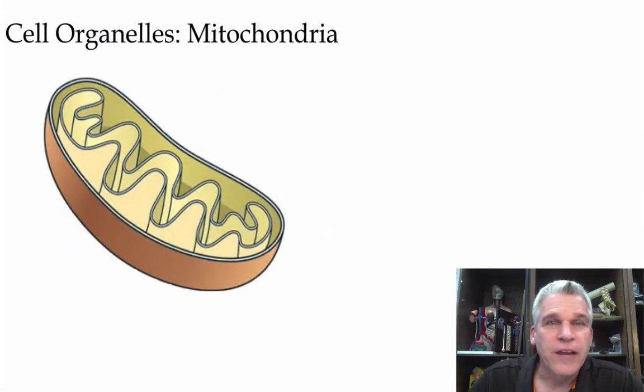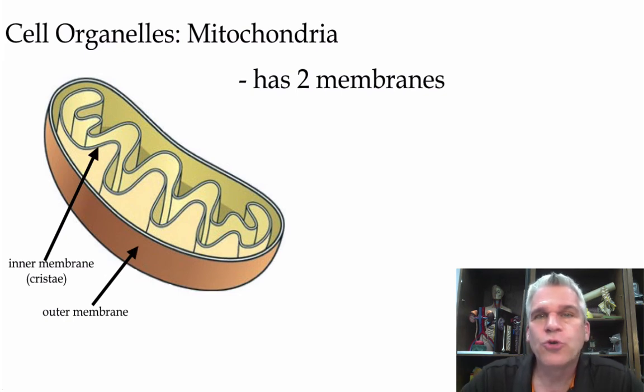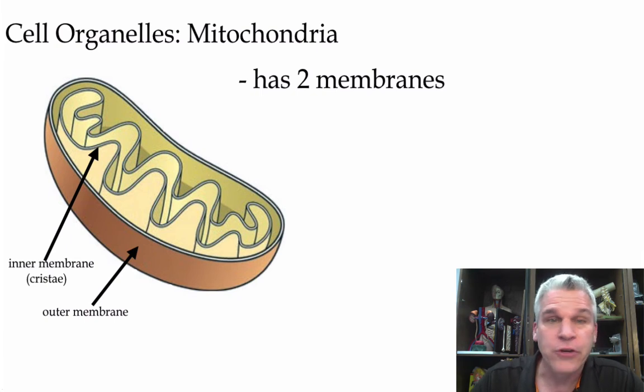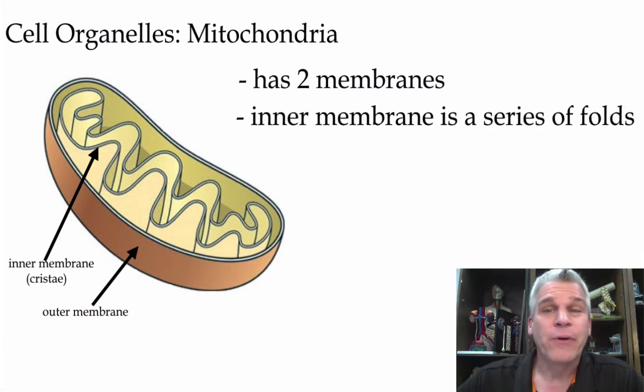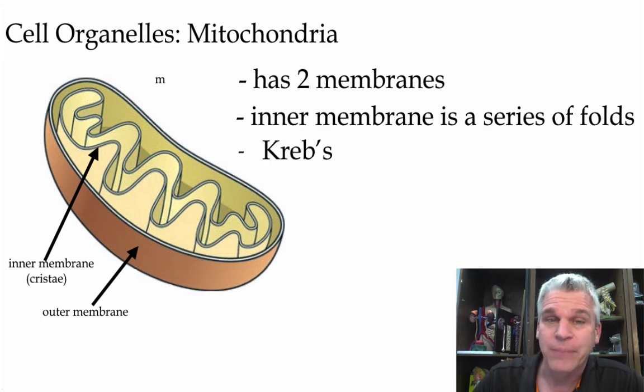The next organelle is the mitochondria. The mitochondria has two membranes, an outer membrane and an inner membrane. The inner membrane is called the cristae. That inner membrane is also a series of folds. Whenever we see folds, it's increasing the surface area for something to happen.